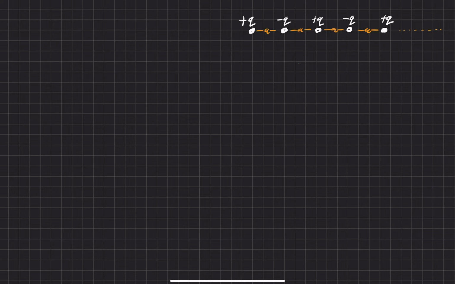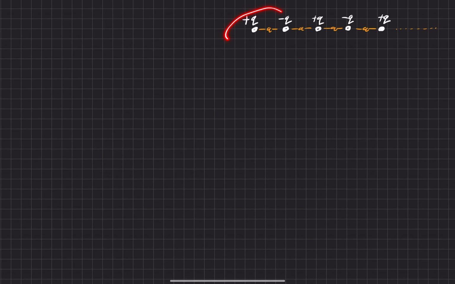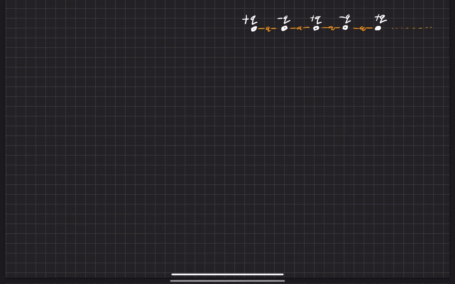In this problem, we have an infinite string along the same axis of alternating charges that all have the same magnitude, all situated at a distance a away from each other. And our goal is to find the amount of work it takes to create this whole system going off to infinity, right? And so the first thing that we can do is to just imagine doing this one step at a time, slowly assembling the charges and see if there's a pattern that comes about, right?